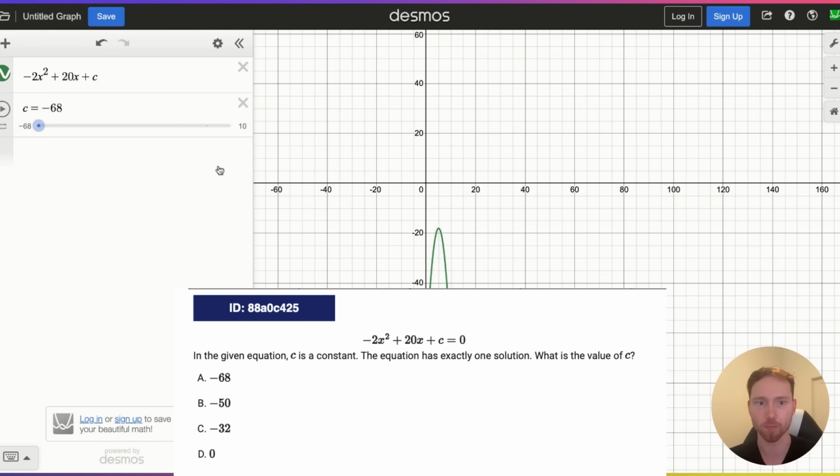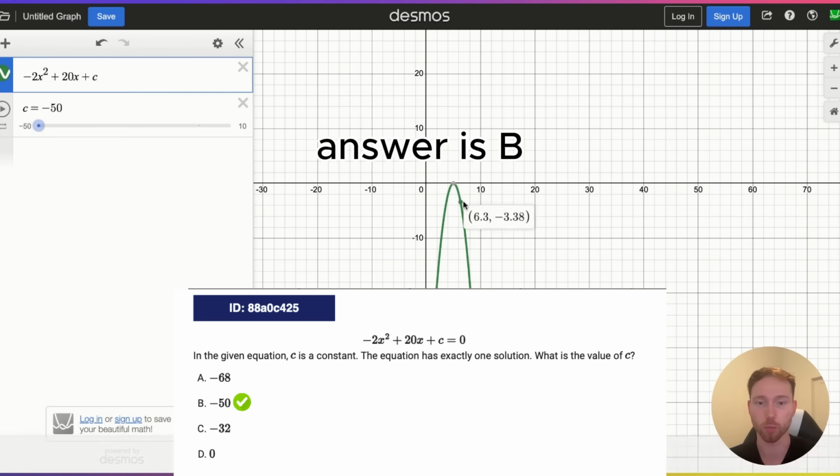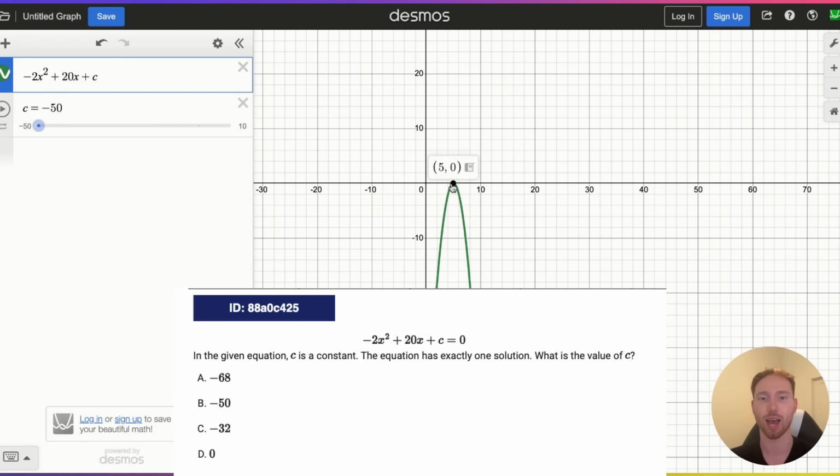C is -68. This question is asking me when there is 1 solution, therefore the correct answer will be -50, because there is 1 solution. The parabola is touching the x-axis at 1.